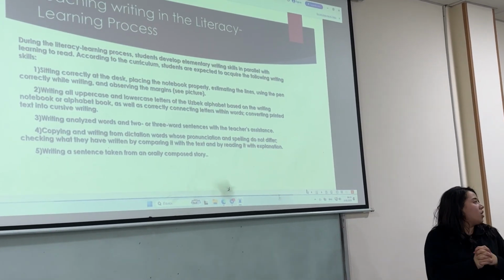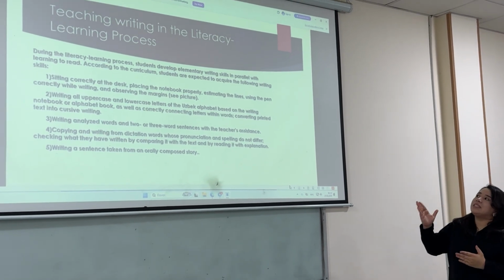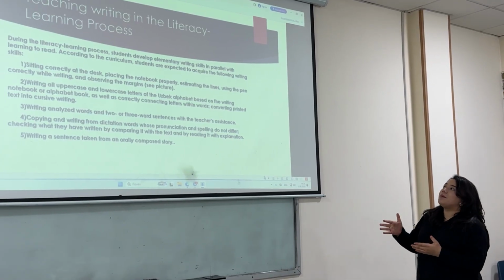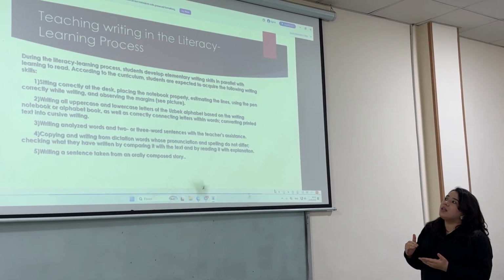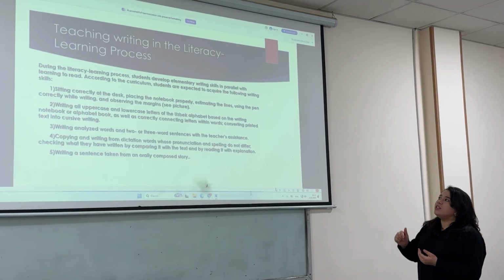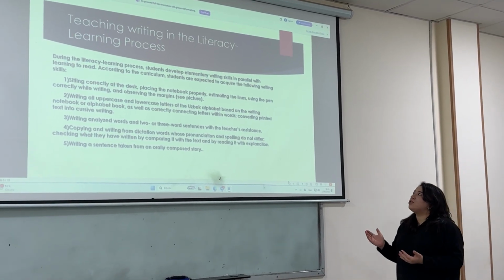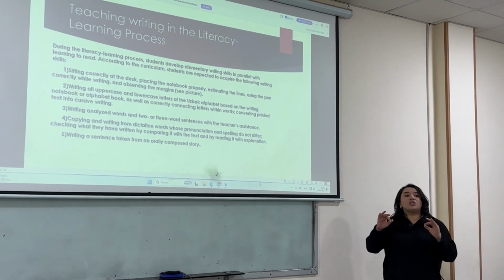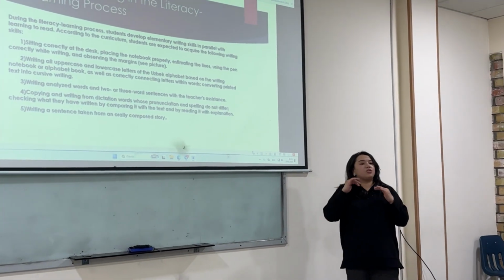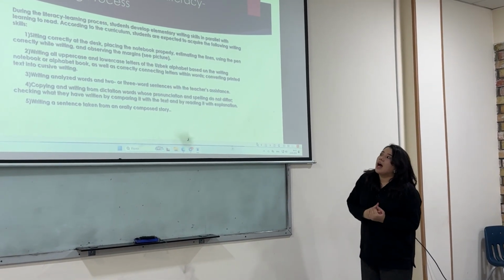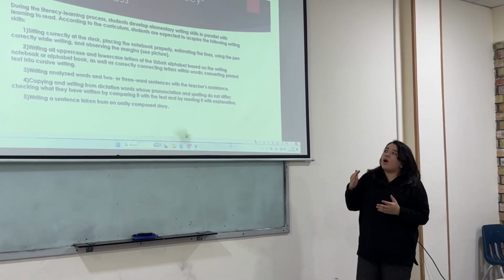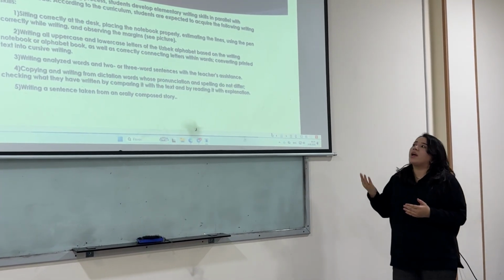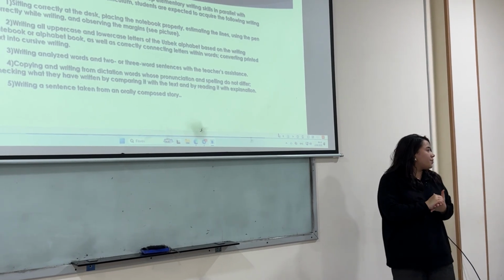Thank you. Next. Teaching writing is a literacy learning process. During the literacy teaching process, students develop elementary writing skills in parallel with learning to read. According to the curriculum, students are expected to get the following writing skills. The first one: children should sit correctly and they should know how to use a pen. And then writing all uppercase and lowercase letters of the Uzbek alphabet based on the writing notebook or alphabet book.